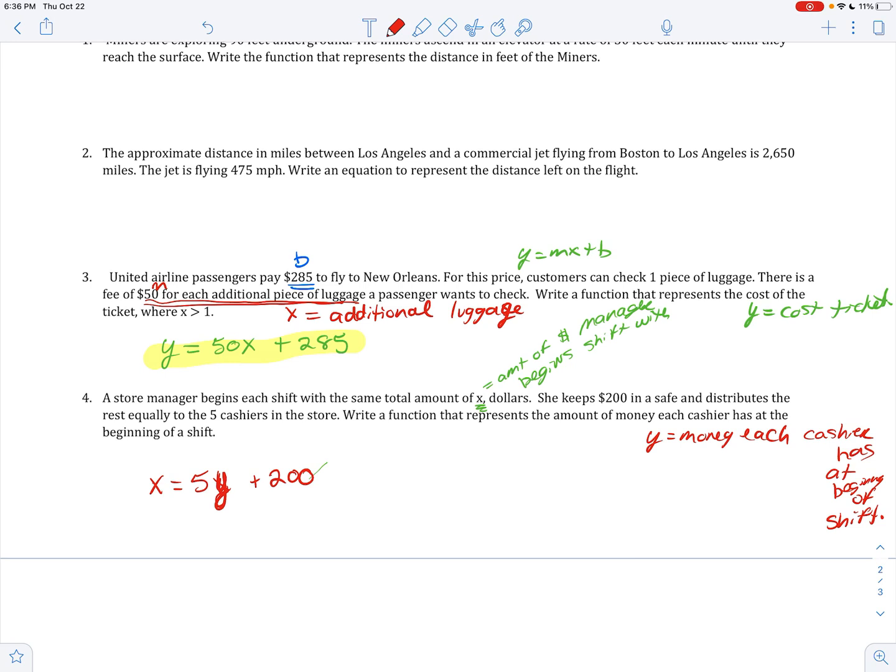So the amount of money the manager has equals 200 she puts in the safe, and then she distributes the rest equally amongst the cashiers. This is our function rule. Let me know if you have any questions about that, guys.